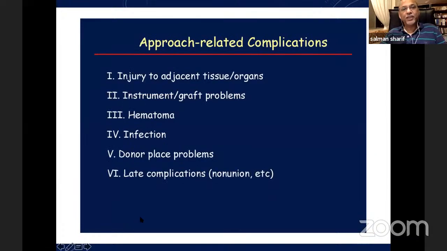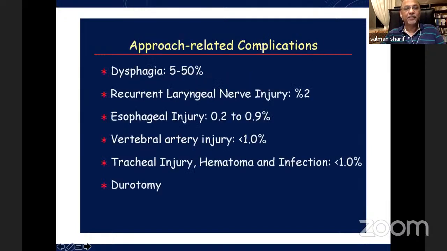What about the complications? Obviously, adjacent tissue organs can be damaged. Graft material can cause problems. Hematoma can happen. Infection is very, very rare unless we cause problems with the esophagus. Donor site, we do not use these days because of the problem with donor site in about 20% of these patients. And you can see the figures could be really mind-boggling, but we need to be careful.